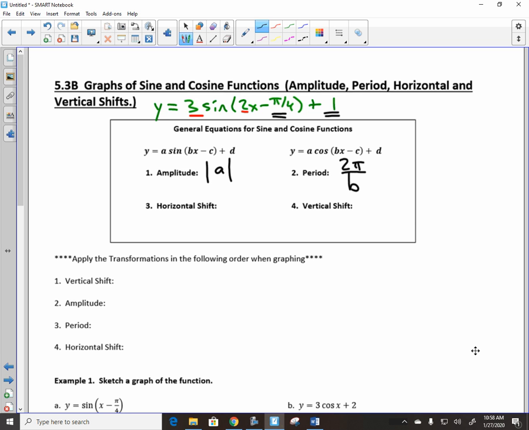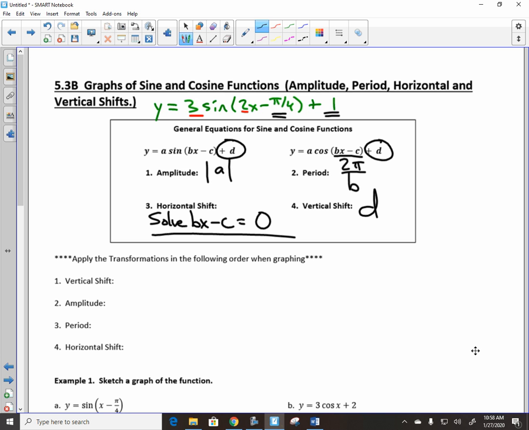In order to determine the horizontal shift and the vertical shift, we have to look at these outside pieces. The vertical shift is this guy right here. Just identify D, and that's your vertical shift. Nice and easy. And then the horizontal shift, right there. We need to solve bx minus c is equal to 0. If we can solve bx minus c equal to 0, then we can determine the horizontal shift.